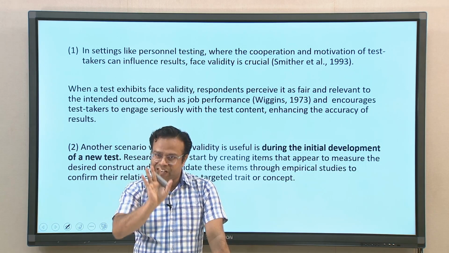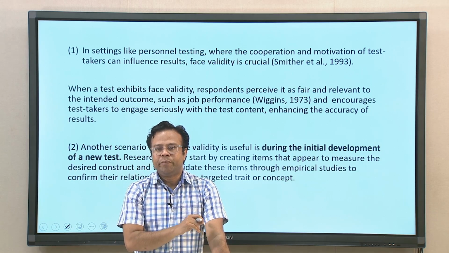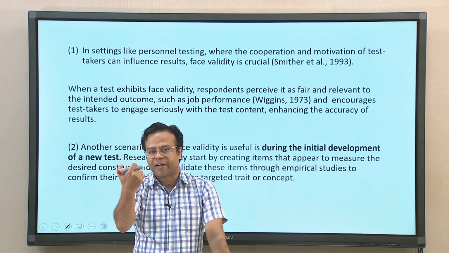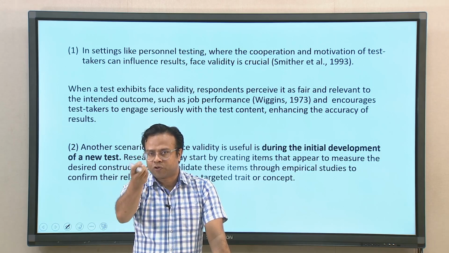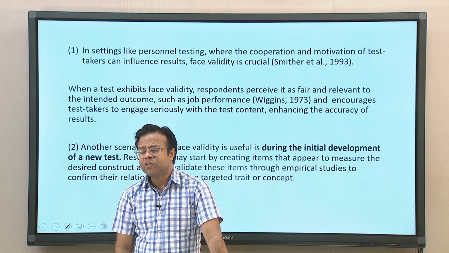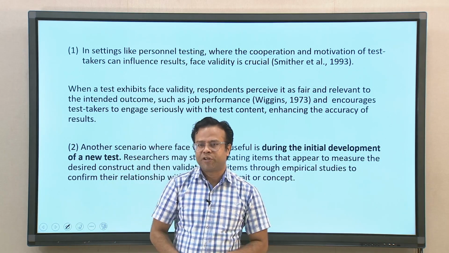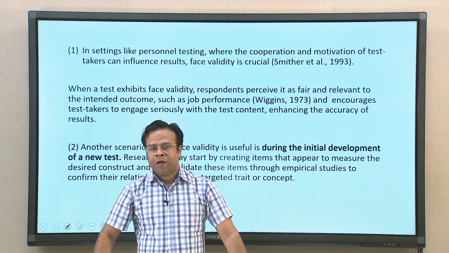So, if items have face validity, people will be more cooperative and motivated to take the test, because they will be able to understand the relevance of the item to the particular context or construct that is measured. So, that is why face validity is important, especially for the cooperation and motivation of test takers.